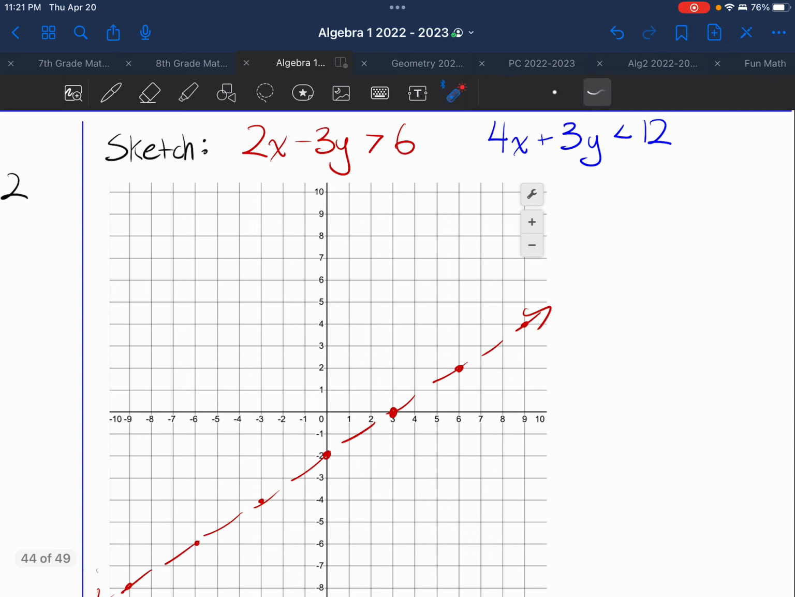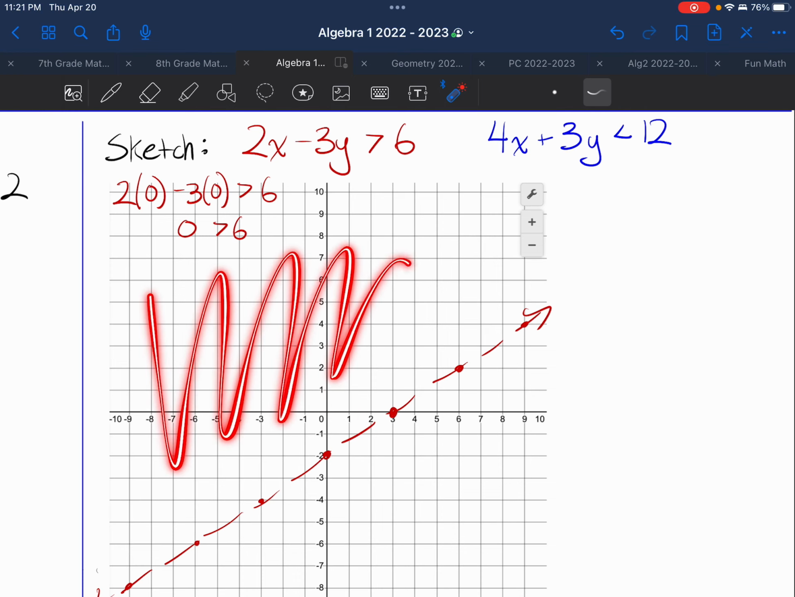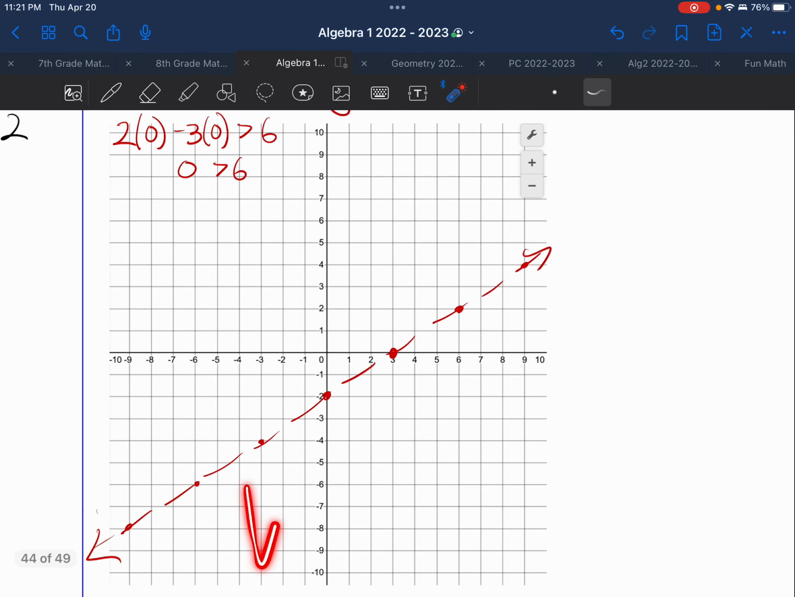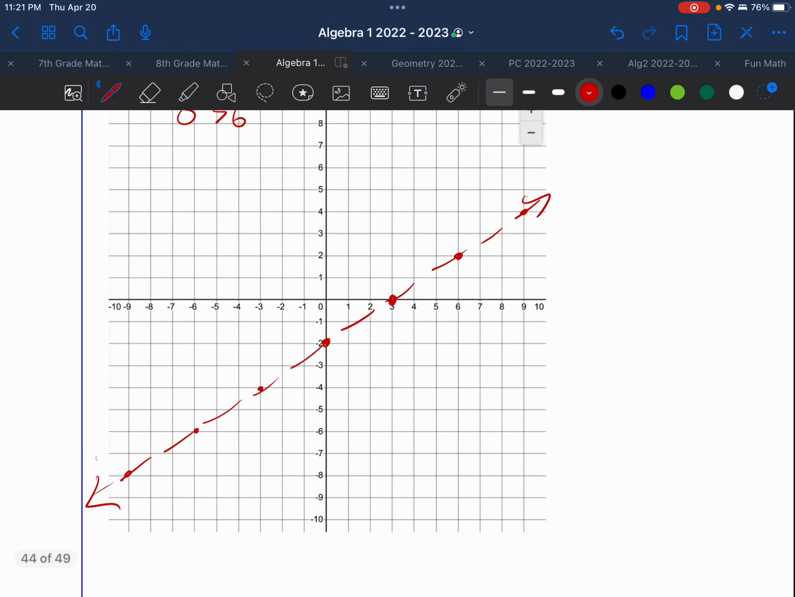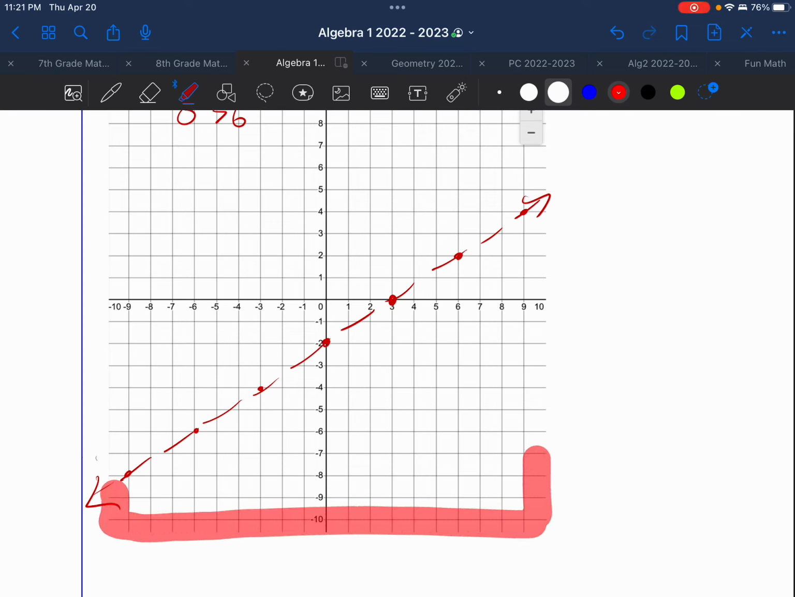Again, I love doing a test point of the origin, 0, 0. So I'm plugging 0 in there and there, and I'm going to get 2 times 0 minus 3 times 0 is greater than 6. And then this is going to be 0 is greater than 6, which is not in the solution set, which means you, sir, right there, or madam, sad face. No, you're not in the solution set. None of you are in the solution set, but that means that all of you over here are in the solution set. So I'll use my fancy technology, and I'll use my highlighter tool to say everything here is in the solution set.